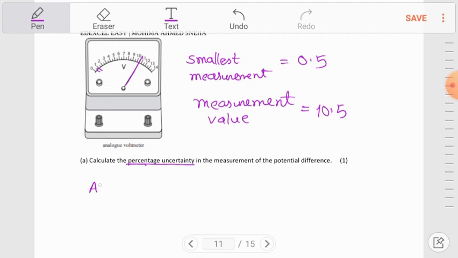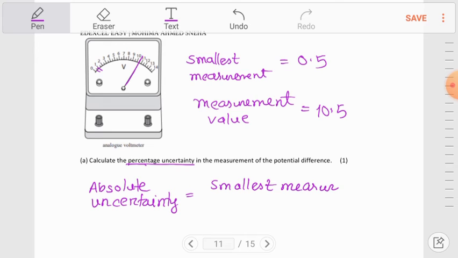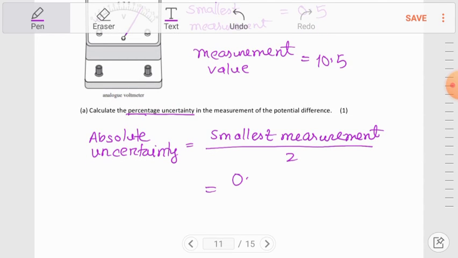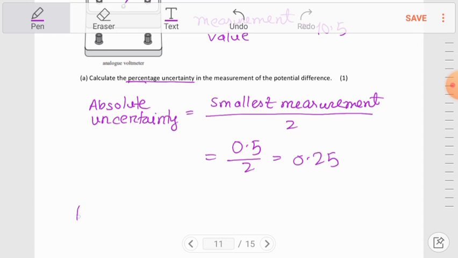So absolute uncertainty is half of the smallest measuring scale. So smallest measurement divided by 2, and that would be 0.5 over 2, and you get a value of 0.25. And now you can find the percentage uncertainty.